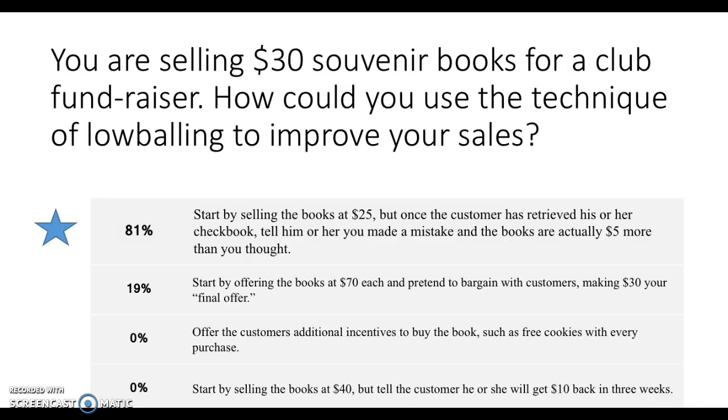This has a similar sort of feel to this first answer here. They start by selling the books at $25. Once the customer has retrieved his or her checkbook, you tell them that you made a mistake and the books are actually $5 more than you thought. So the process is, once you tell them it's $25, they make the decision to buy. They're already justifying it in their head as they're pulling out their checkbook or wallet, and then they're more likely to pay that extra $5 than if you had just hit them with the $30 price right off. I think maybe this second one was a little bit confusing because this is a sales technique, but it is not lowballing. And actually, lowballing is a little bit more effective than this technique too.